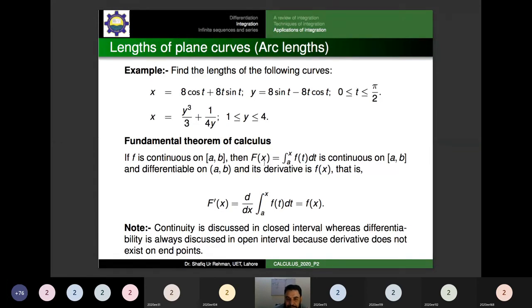For example, capital F of x is equal to this one. Then if you take the derivative, differentiate the left and the right-hand sides with respect to x, then the resultant is going to be small f of x.